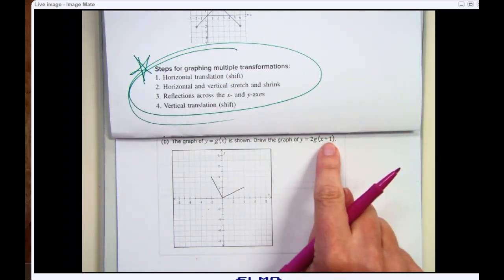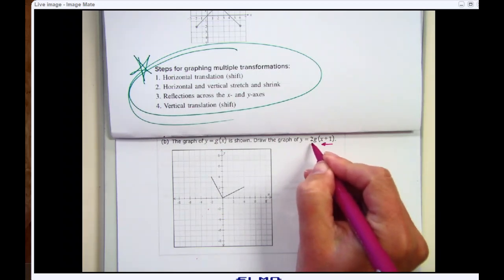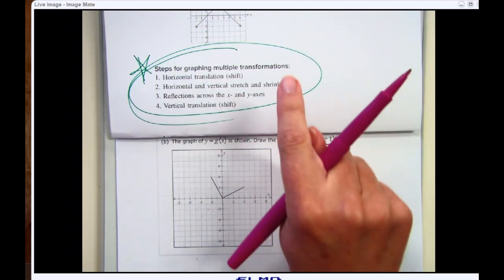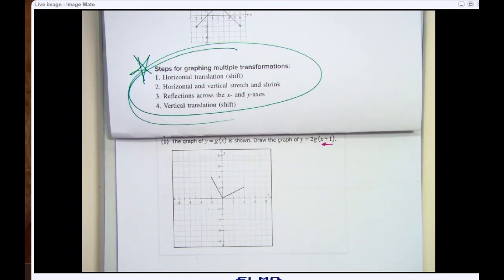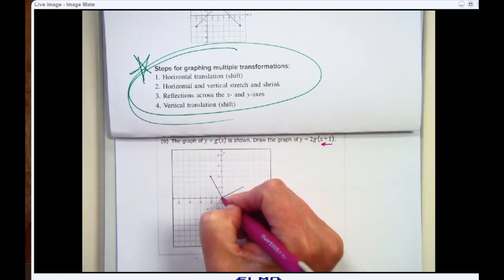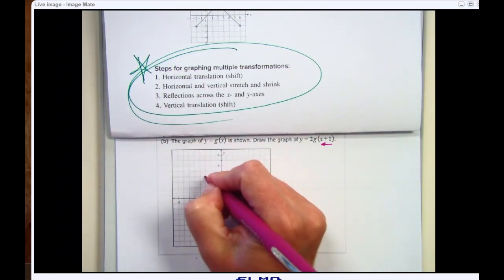What does this one do? This is left. What does this do? That stretches our vertical, so it stretches our y, right? So which one does it say we do first? Horizontal shift is first. So look at these endpoints. See all these endpoints? I'm going to shift them all which way? Left one.